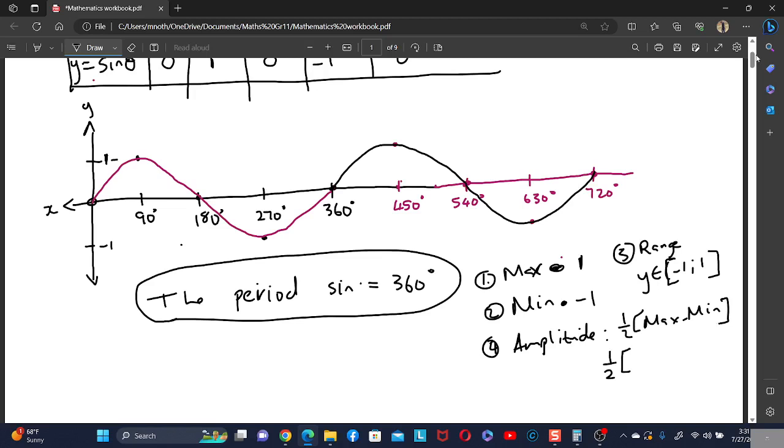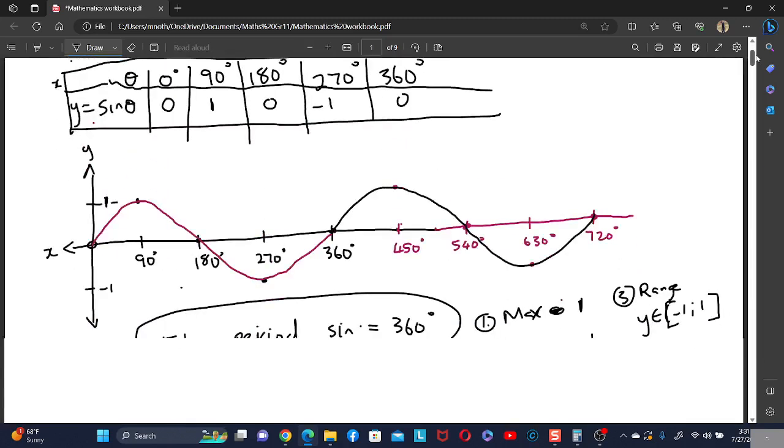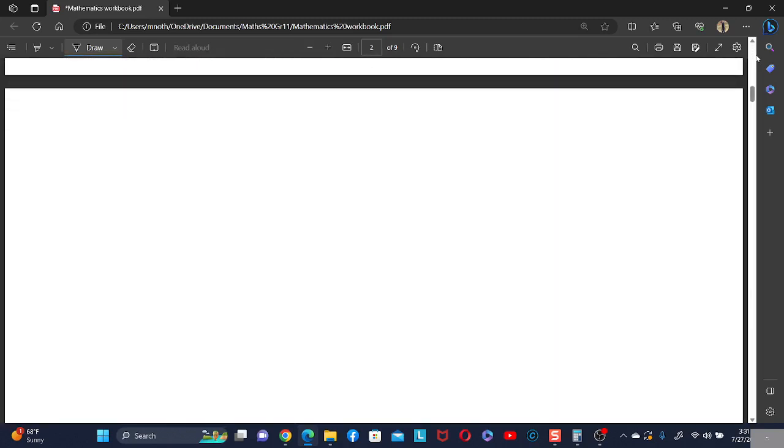1/2. So the maximum is 1, minus the minimum is -1. So that is going to give you 1. So the amplitude here is 1. Okay, now let's go to the cosine function.